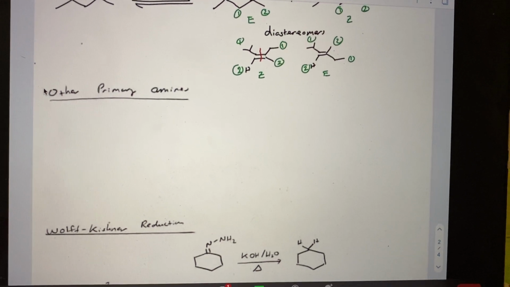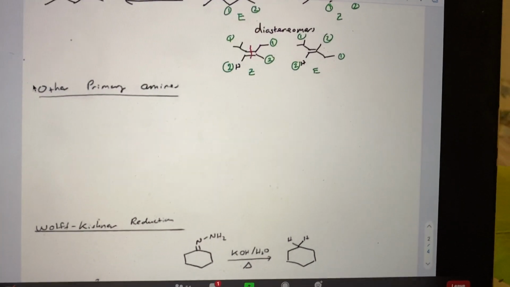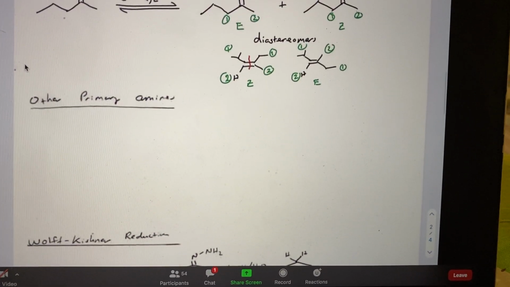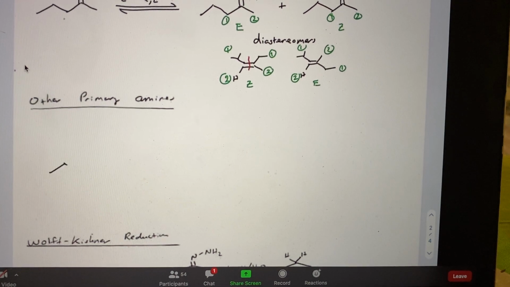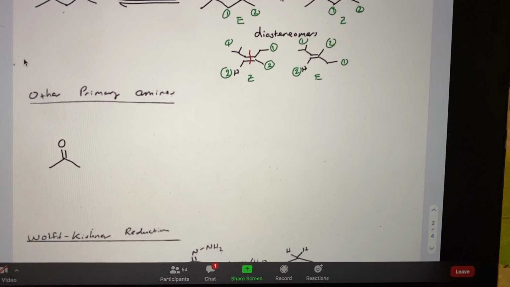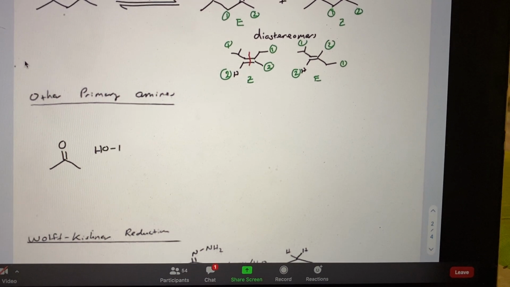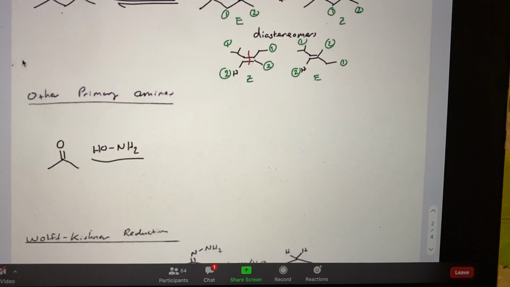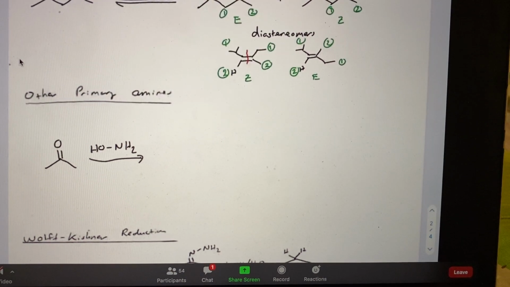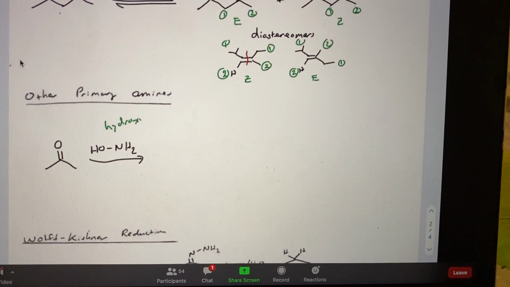So let's briefly mention a couple of the other sorts of primary amines one might see. So rather than having this alkyl amine, you could take this. We'll use our same standard acetone here, and let's react this with something that looks like this. And we're not going to go through the mechanisms here because they're the same as what we've seen before. So here we have a compound that has a hydroxyl group on it, and an amine, so it's known as a hydroxylamine.